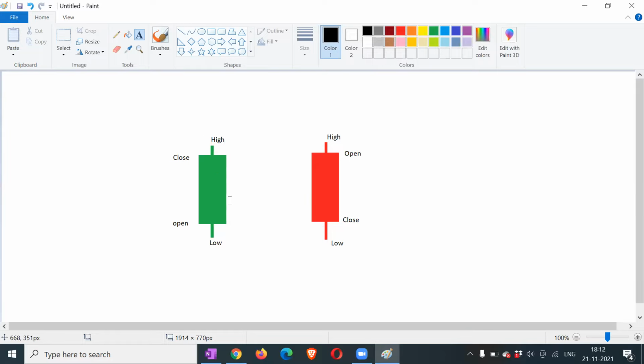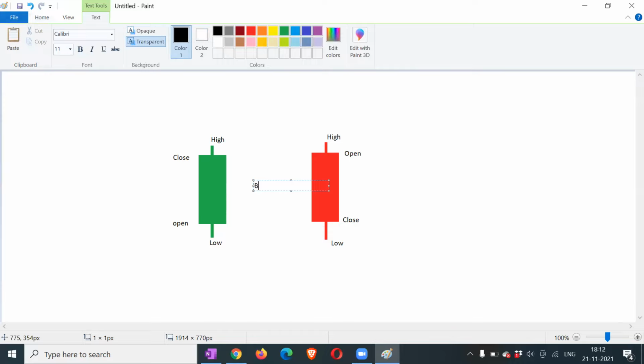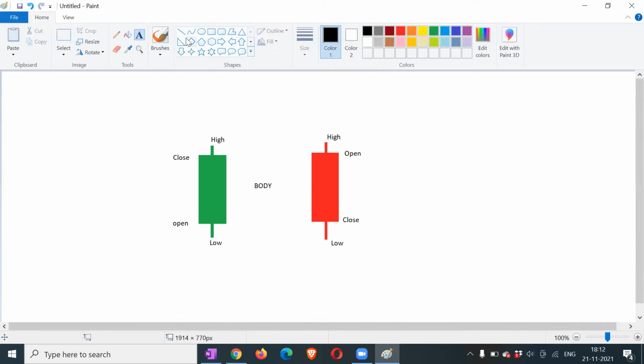And we have two components of any candle. The fully covered area is called body. This is called body. So this full area is called body.